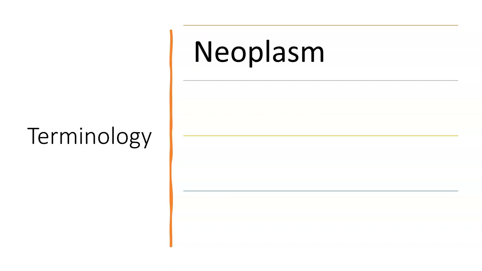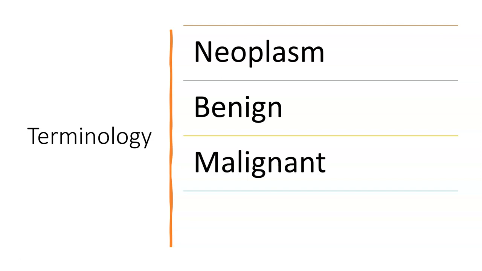So first, identifying terminology. Neoplasm is a term that means a new growth. So cancer is considered to be a neoplasm. When we're talking about cells that are abnormal, there's two different categories. One is benign, which means it's a non-cancerous neoplasm. The other is malignant. Malignant is a cancerous neoplasm. All malignant neoplasms are classified as cancer.